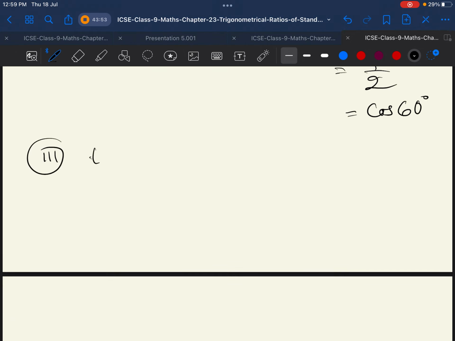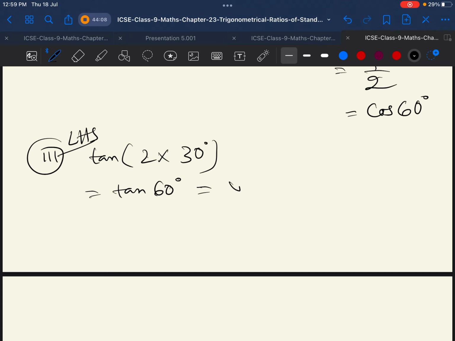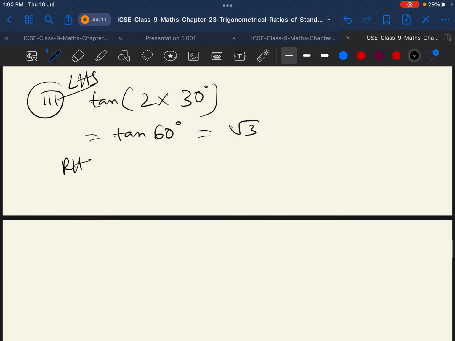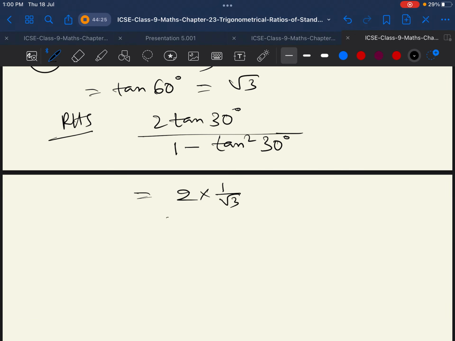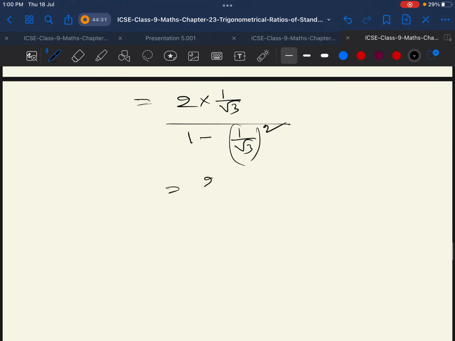Now question number 3. Tan of 2 into 30 degree. This is left hand side. Okay, so this is tan of 60 degree. We know tan 60 is root 3. Now right hand side is here 2 tan 30 degree by 1 minus tan square 30 degree. Okay, 2 into tan 30 we know 1 by root 3, 1 minus tan 30 is 1 by root 3 square. So this is 2 by root 3.